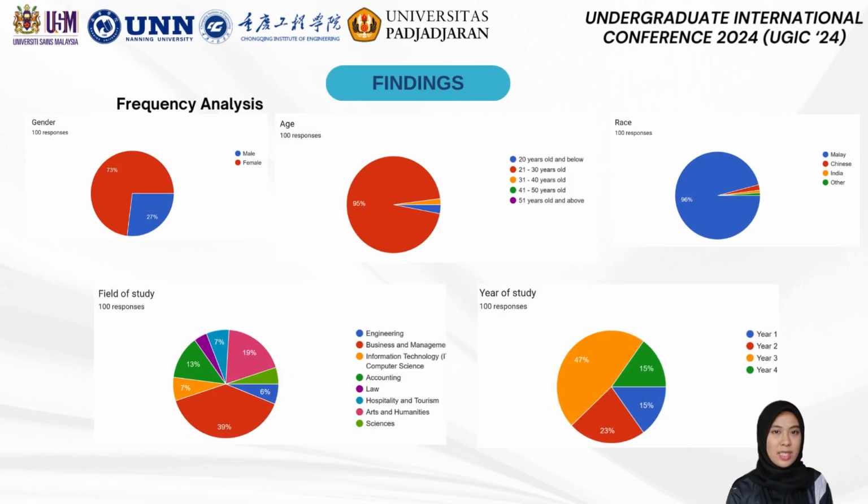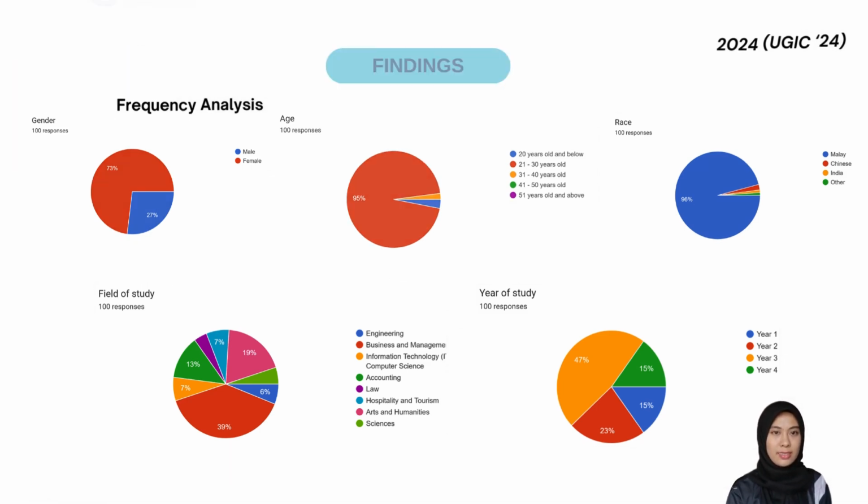Next is the findings of the research. In the frequency analysis, most of my respondents are female and Malay students between the ages of 21 to 30 years old. Many studied business and management and were in their third year.